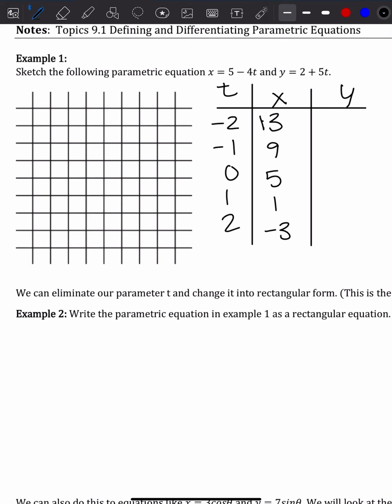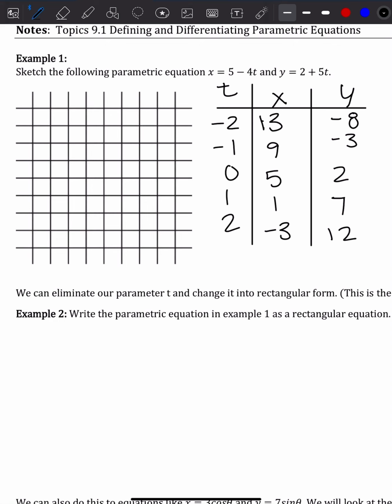Then we plug in all of those same t values in for y. So 2 plus 5 times -2, 2 plus 5 times -1, 2 plus 5 times 0, 2 plus 5 times 1, 2 plus 5 times 2. And then we graph these values. So once again, I'm looking at x values that are between like -4, -5, and 13. I'm going to leave 13 off of this one for right now because we picked these t values, and 13 is going to be hard to cram on this graph.